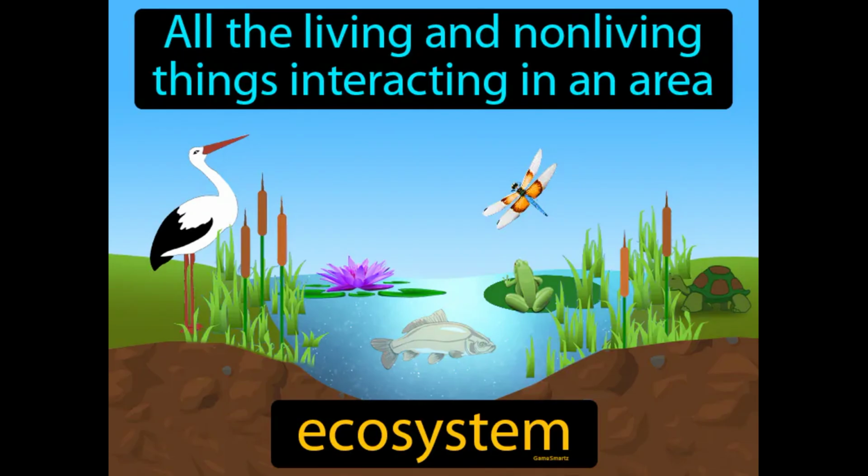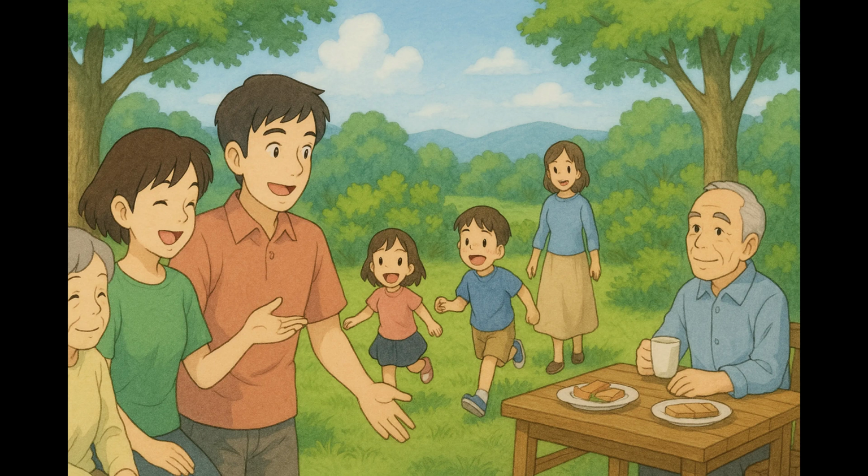All the living and non-living things interacting in an area. Ecosystem. An ecosystem is like a community where plants, animals, and non-living things like water and rocks all work together. Imagine trying to organize a chaotic family gathering where each member has different needs and preferences.